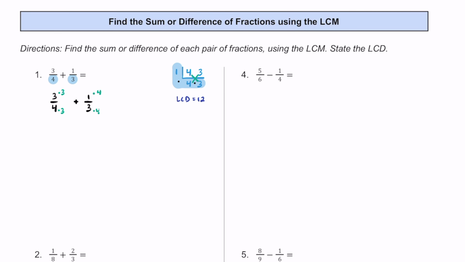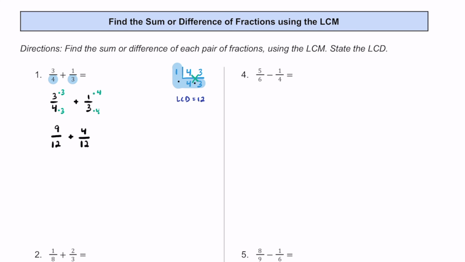All right, so on top here, this 3 times 3, that's going to be 9. And then on bottom, this 3 times 4 is definitely going to be 12. And then we're going to go ahead and add the second fraction. This 1 times 4 is going to equal 4. And then on bottom here, this 3 times 4 is going to equal 12.